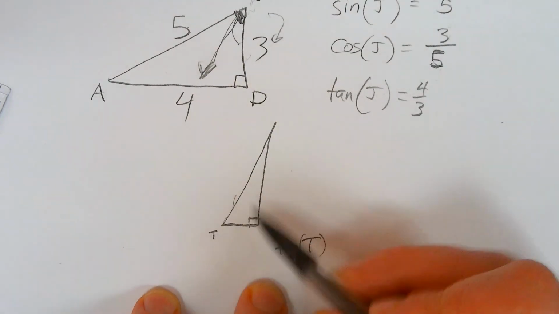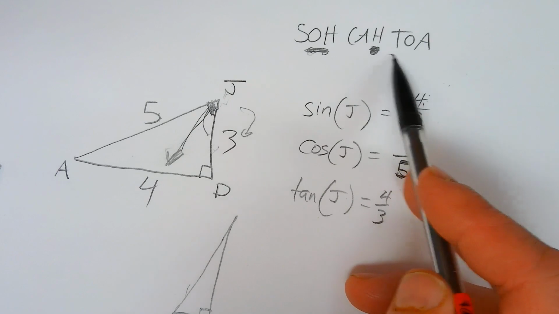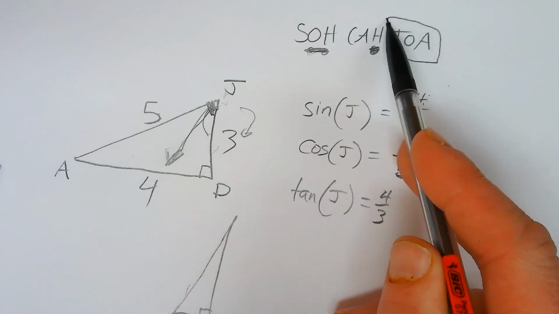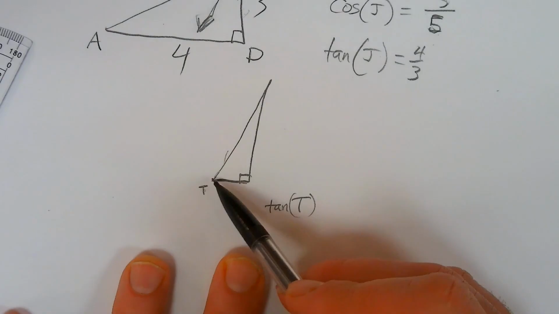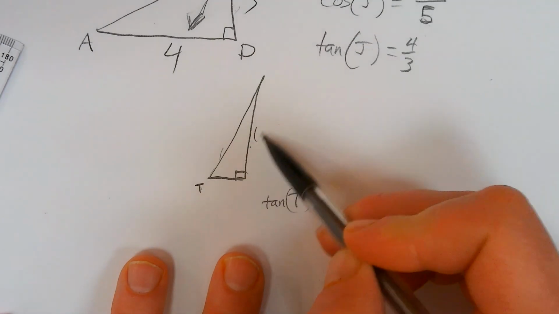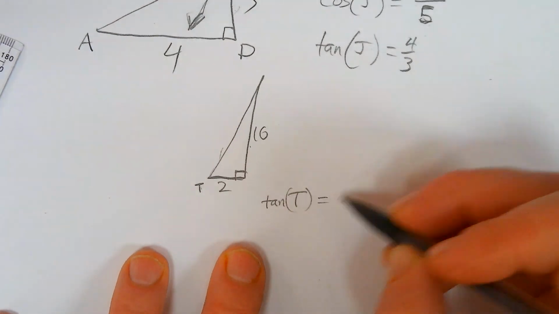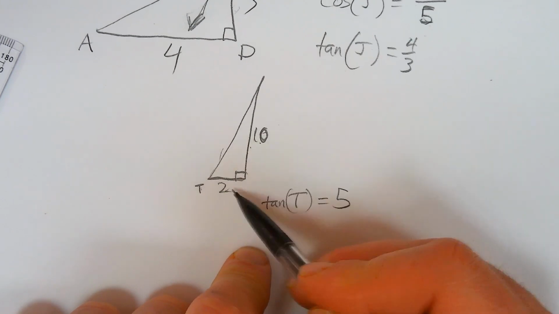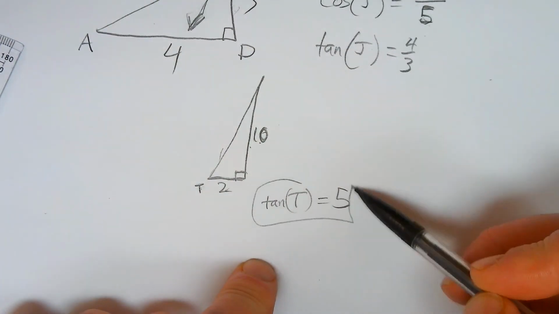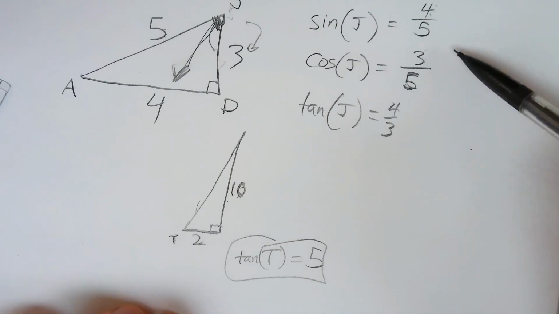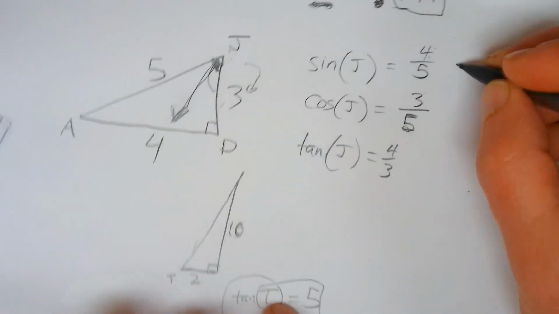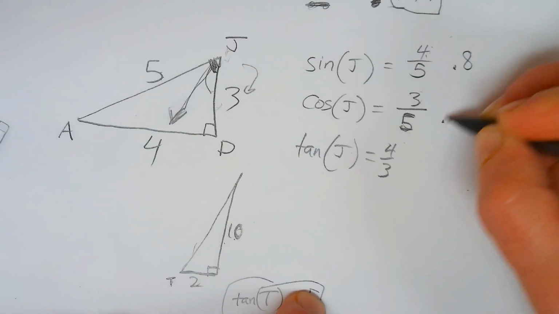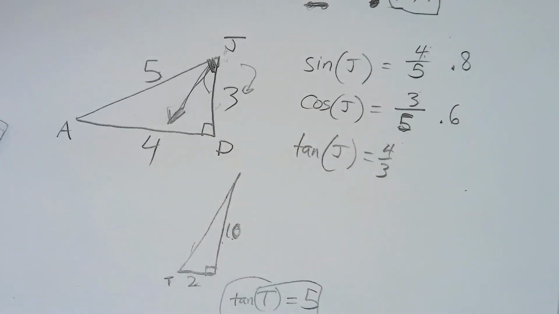Well, tan is TOA, opposite over adjacent. Let's say this is 10 and this is 2. Well, now the tan T is going to be 5, because opposite over adjacent. So tan can be big, but sine and cosine are always small. Like this is 0.8, it's less than 1. This is 0.6. I think that should get you ready for the second assignment.